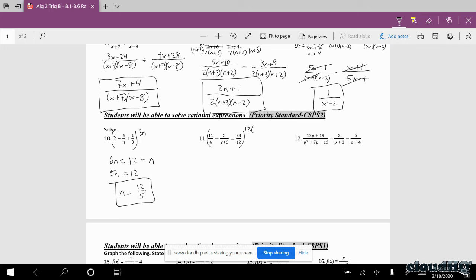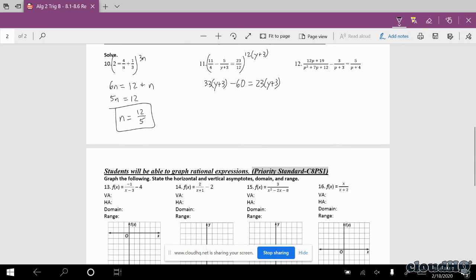Number 11, least common denominator, looks like 4 goes into 12, so 12 takes care of both the 12 and the 4. But I also have to multiply in y plus 3. So when I multiply it to the 4 and the 12 simplify, making a 3. 3 times 11 is 33, and then I also have the y plus 3. Then it's a minus. Next, the y plus 3's cancel, so you get 5 times 12, which is 60. Then I run to the equals. Next, the 12's cancel, leaving us with 23 times y plus 3. So you have some distributing and simplifying to do here.